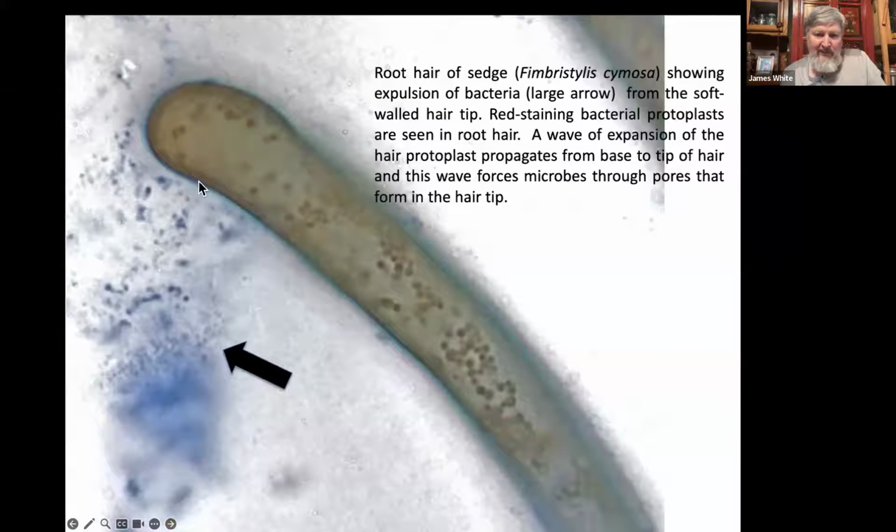This is a fat hair. You can see how fat it is. That's all bacteria in there. They get fat with bacteria. Yeah, sure, they're absorbing stuff, but they're mostly putting stuff out. They're mostly ejecting these bacteria. And here you can see bacteria that came out.